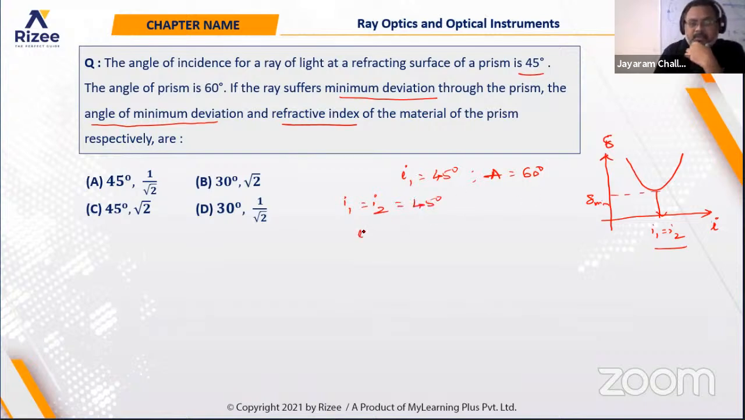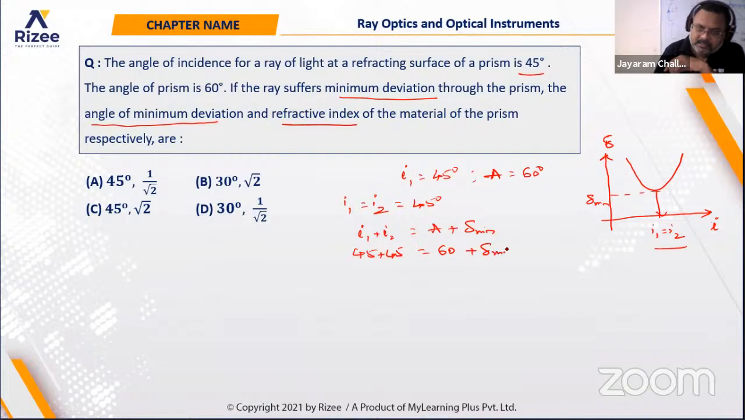Angle of the prism we do have. So from the relation, I1 plus I2 is equal to A plus angle of the minimum deviation. So this is 45 plus 45 is equal to the angle of the prism, 60 degrees, plus the minimum deviation. So your minimum deviation will be equal to 30 degrees. That means our answer should be either B or D. Now we'll go for that.